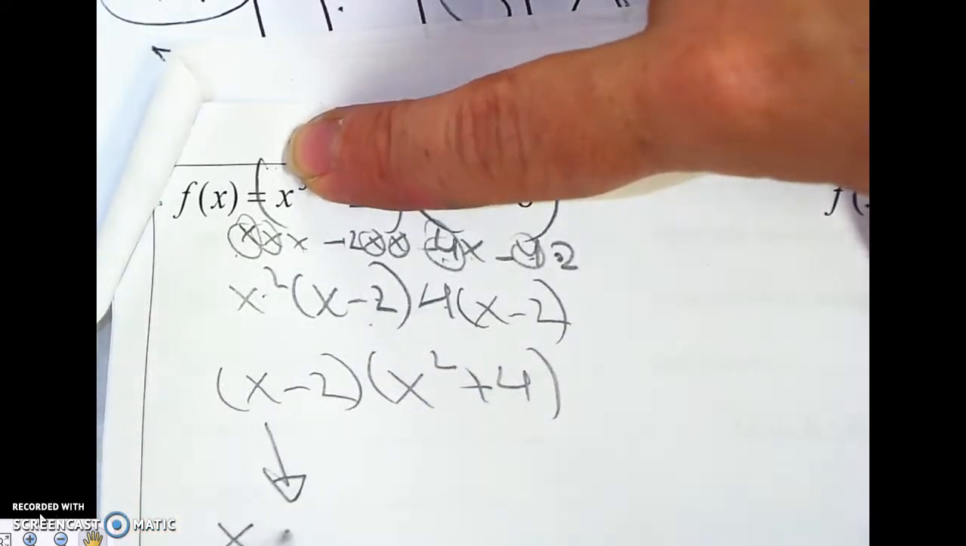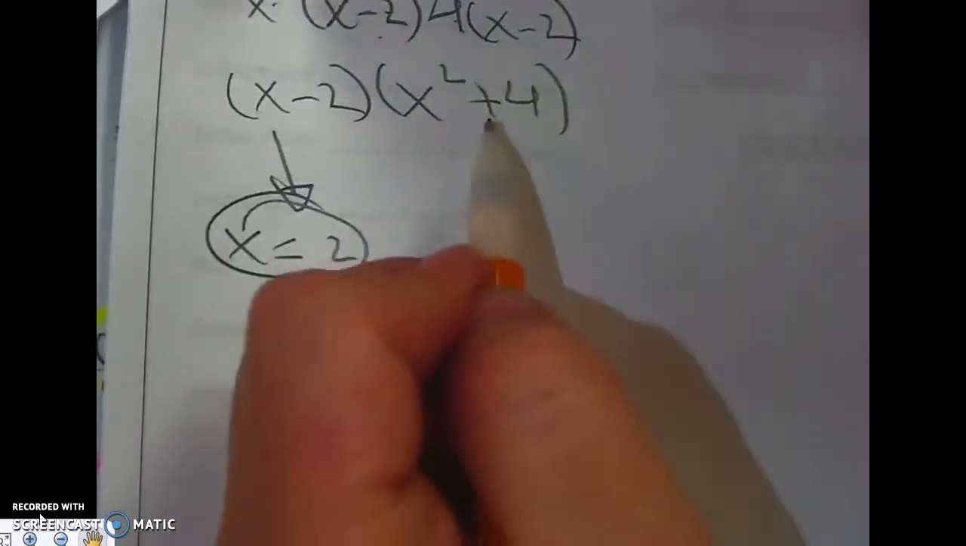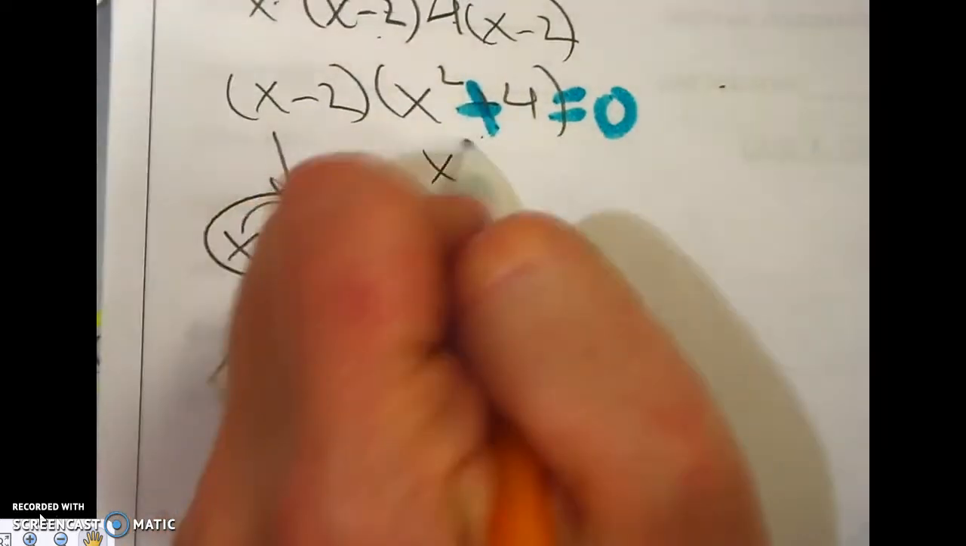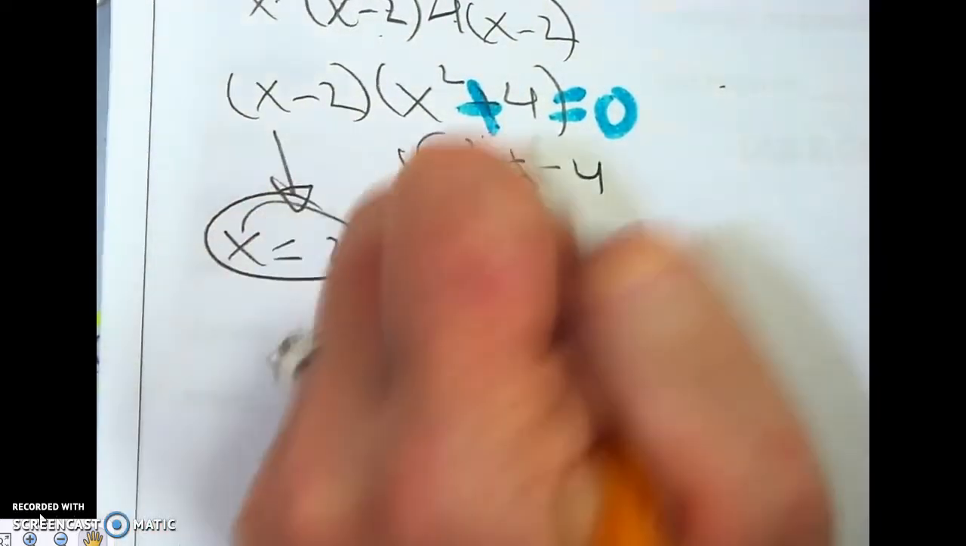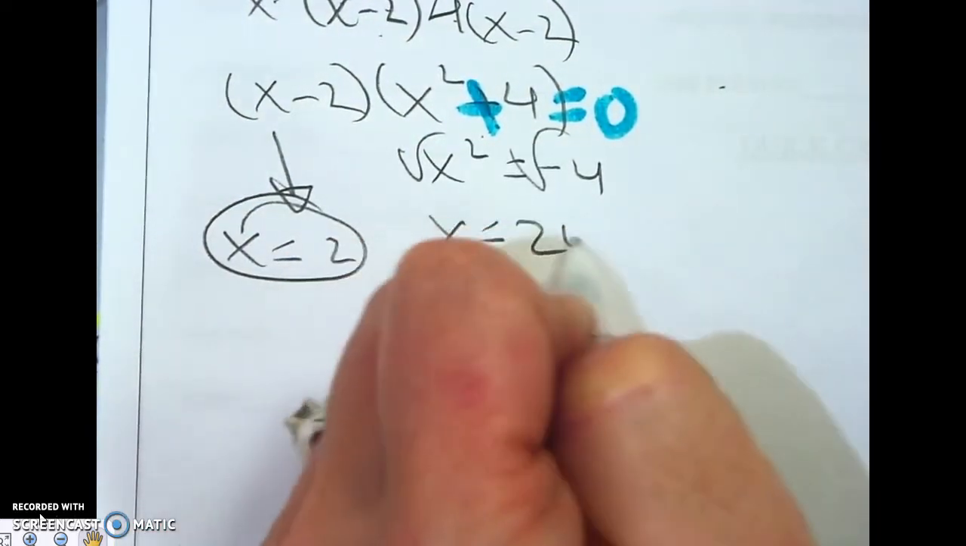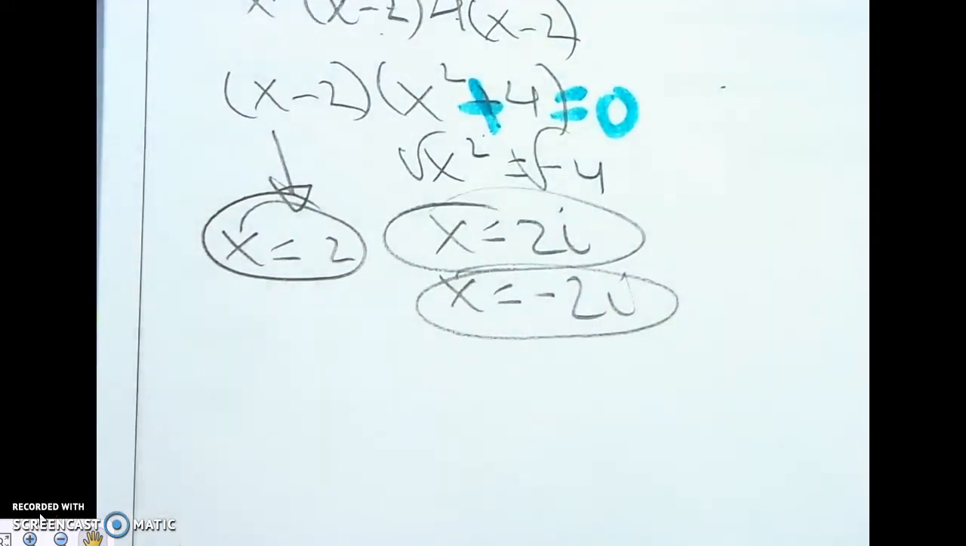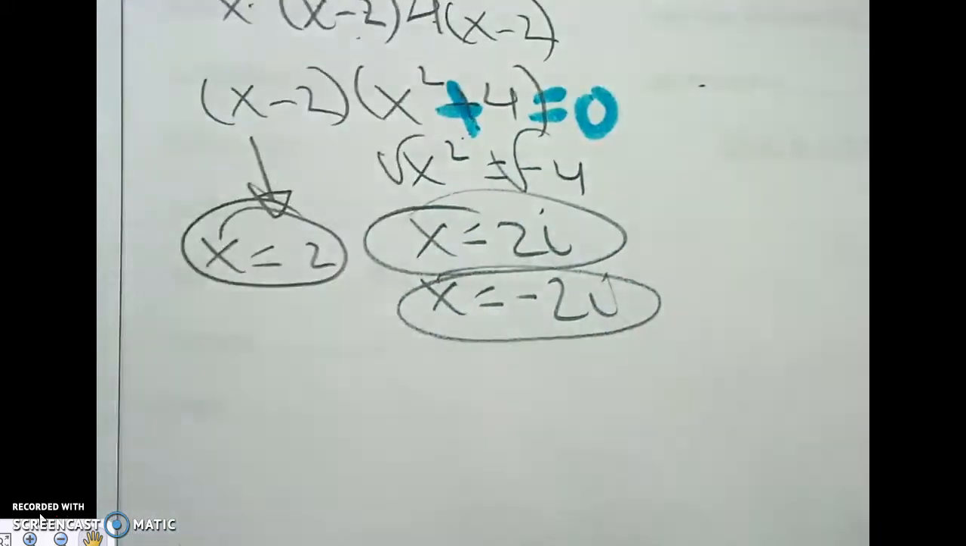Whenever I have an x, I can set it equal to 0. I've got my first one. I can't square root this because it has a plus. So I need to set it equal to 0 minus 4. Square root, x equals 2i, x equals negative 2i. I have 3 answers, something I could have attained from the PQ.